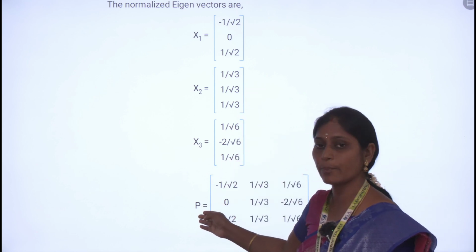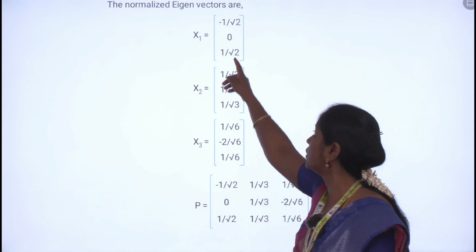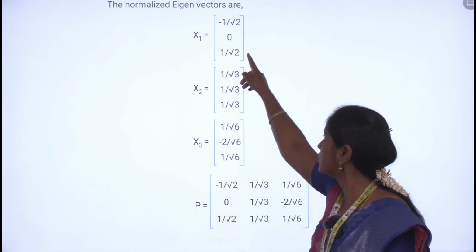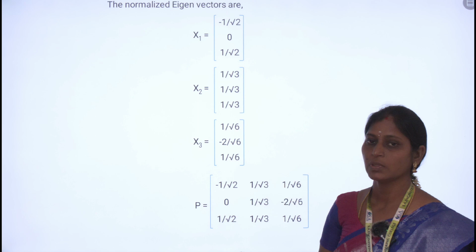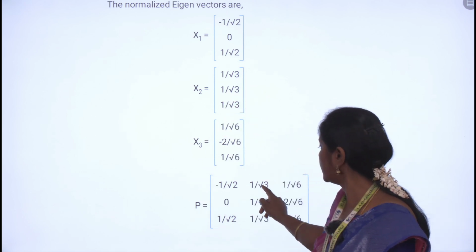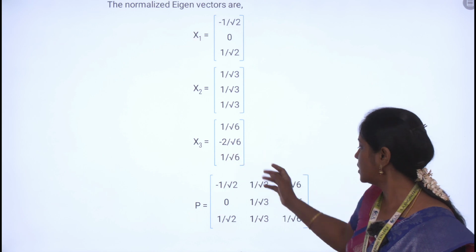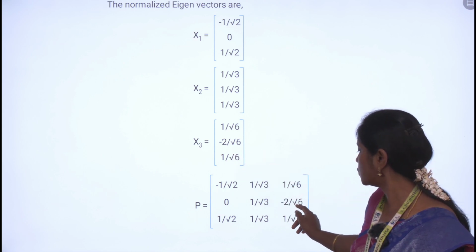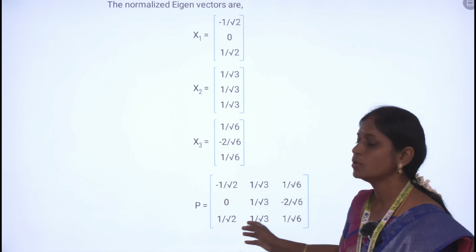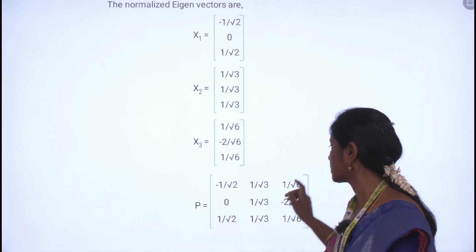Let us define this as capital P. Capital P equals the first row -1 by root 2, 0, 1 by root 2. The second row is 1 by root 3, 1 by root 3, 1 by root 3. And the third row is 1 by root 6, -2 by root 6, 1 by root 6. So we have formed the P matrix.